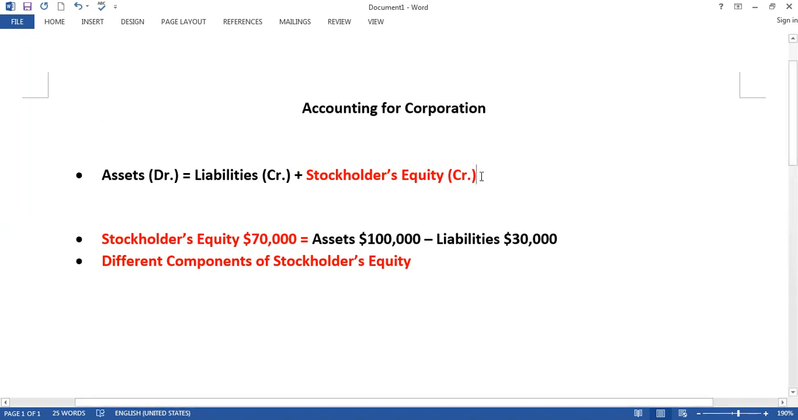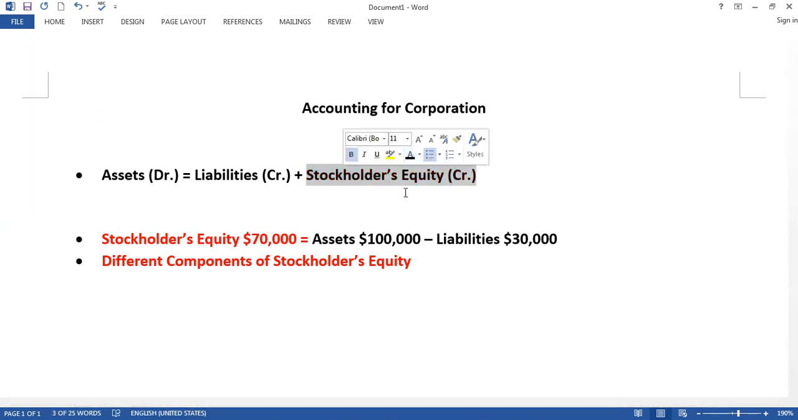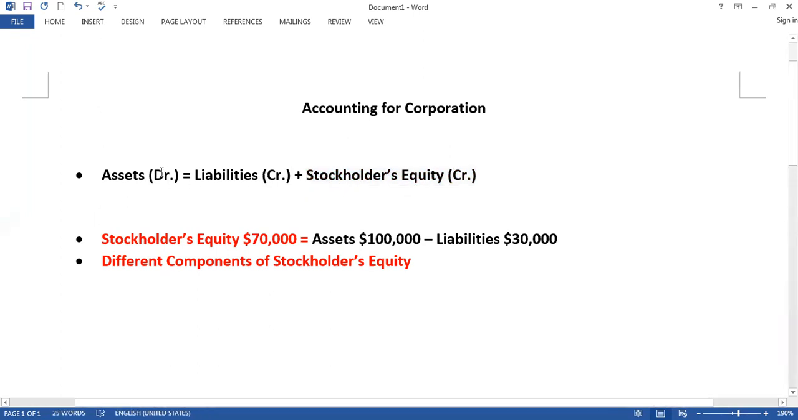So this is the important concept you should learn from your Principles of Accounting 1. Assets equal liabilities plus stockholders' equity. This is the accounting equation, and the left side of the accounting equation is called debit, and the right side is credit. So here we have two components on the right side. Liabilities' normal balance is credit, and stockholders' equity's normal balance is credit. So this is the normal balance.